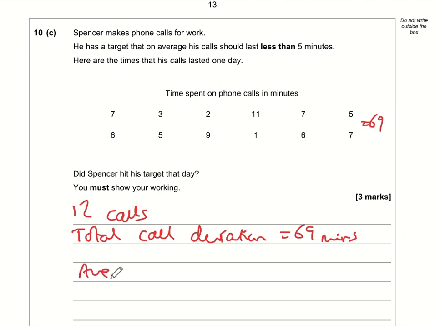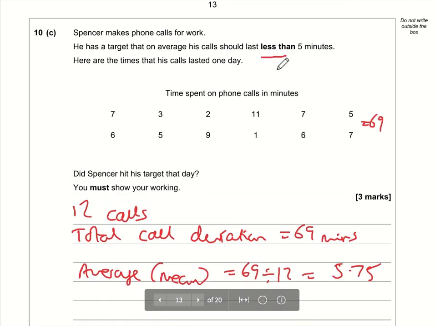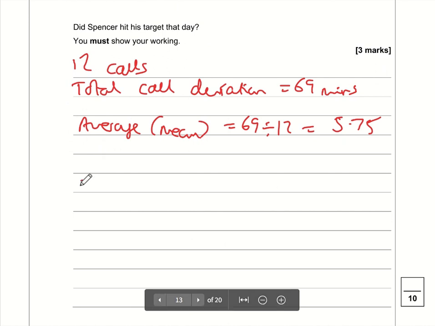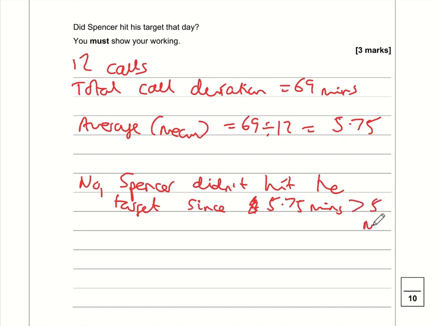So therefore the average, or the mean, is 69 divided by 12, and 69 divided by 12 is 5.75. So did Spencer hit his target that day? His target was, we can see up here, less than 5 minutes. No, he didn't hit the target. Since, it's not pounds, is it? 5.75 minutes is greater than 5 minutes, and that is more than adequate.